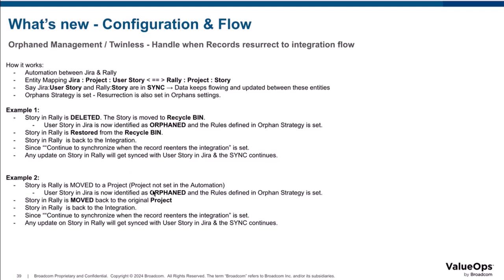The other example is moving between projects. For example, I have a project selected in Jira, and when I move the record to a different project that is not part of the integration, it is still identified as an orphan. Now if the record moves back to the original project, then this becomes a resurrection flow.